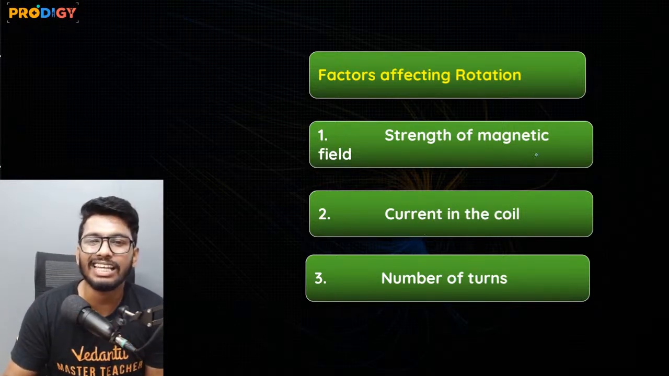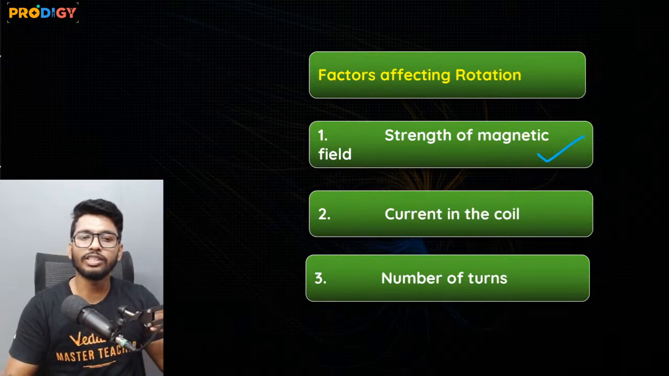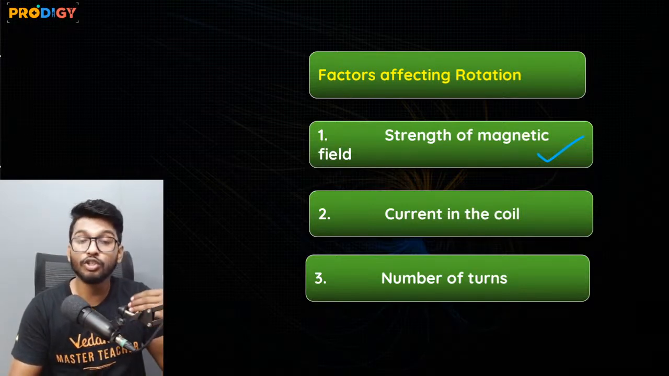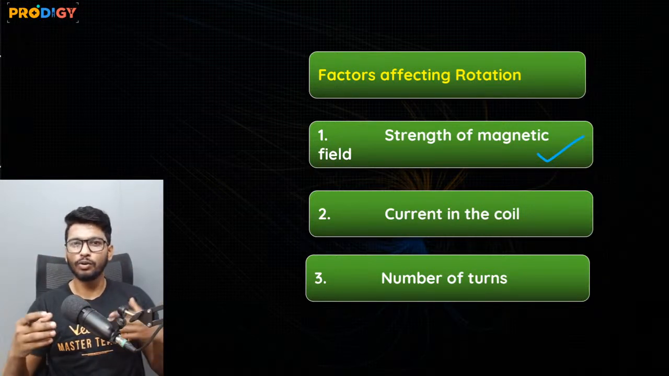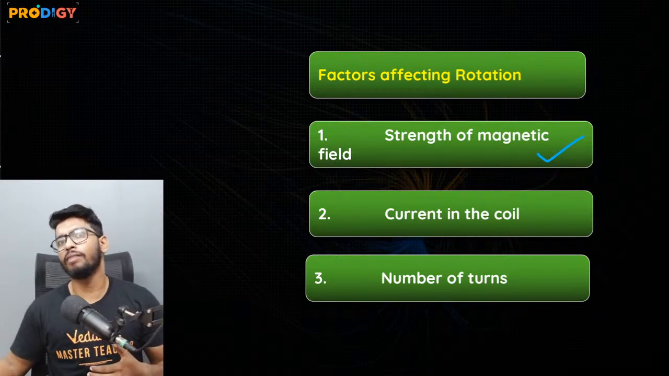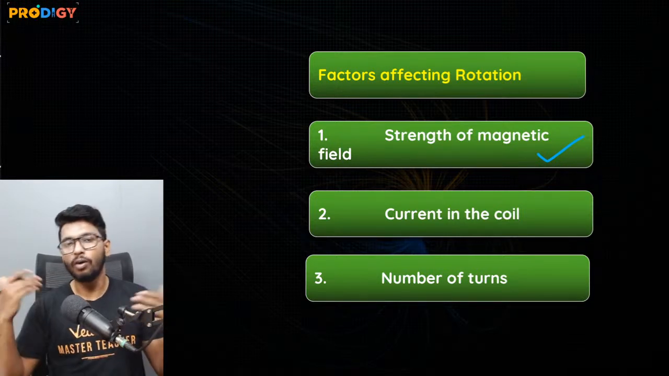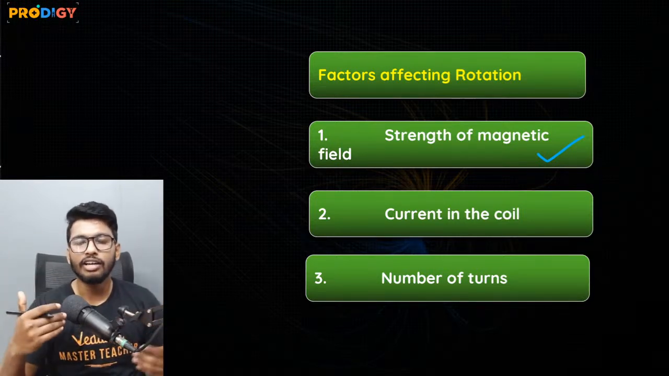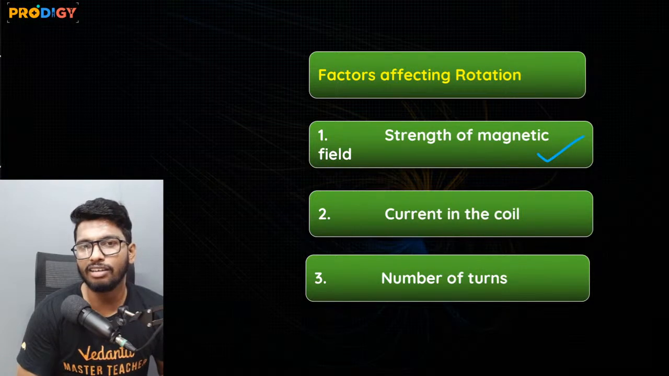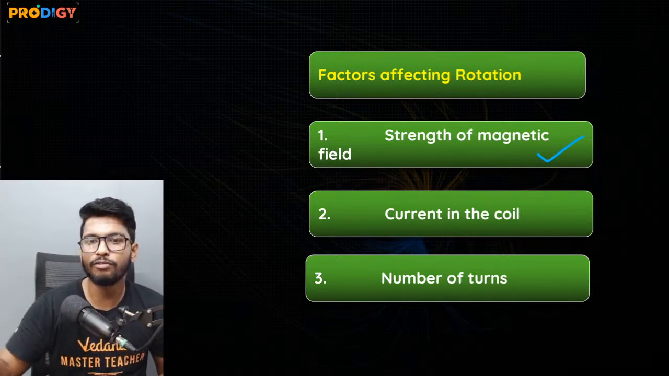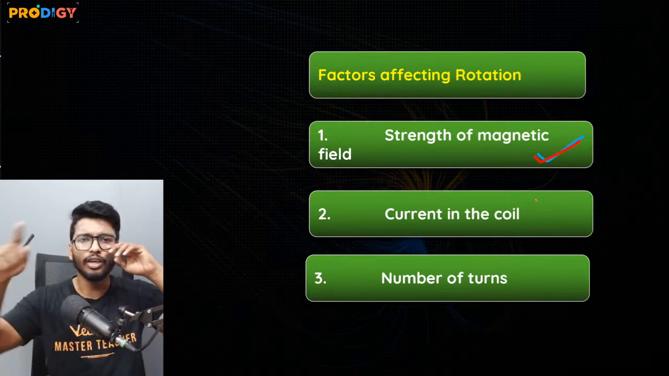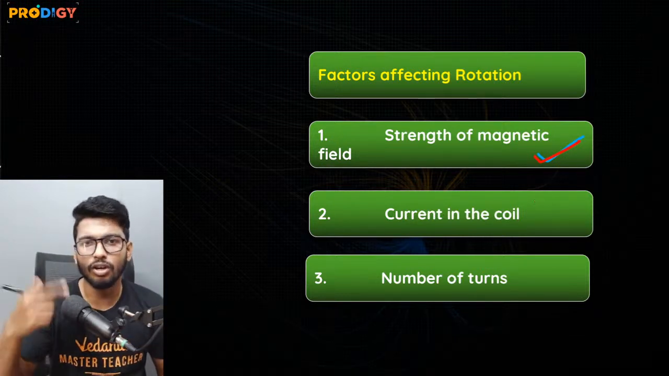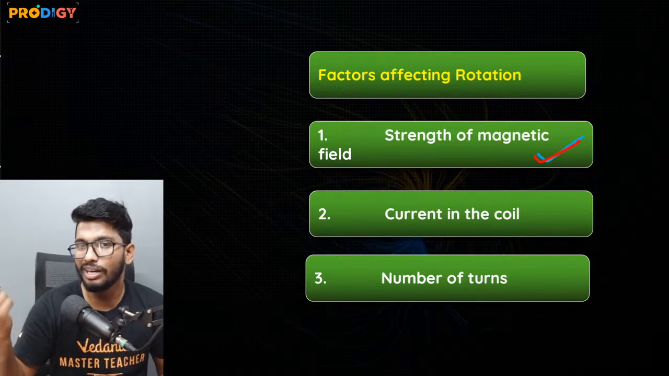For example, you can increase the strength of the magnetic field. So instead of using a weak magnet, you can use a stronger electromagnet. That is what is generally used in industries. We don't use permanent magnets, we use electromagnets, because you can change the magnetic field by changing the current and the number of turns. By changing the strength of the magnet, you can increase the force on the current carrying conductor, so it will start to rotate much faster.